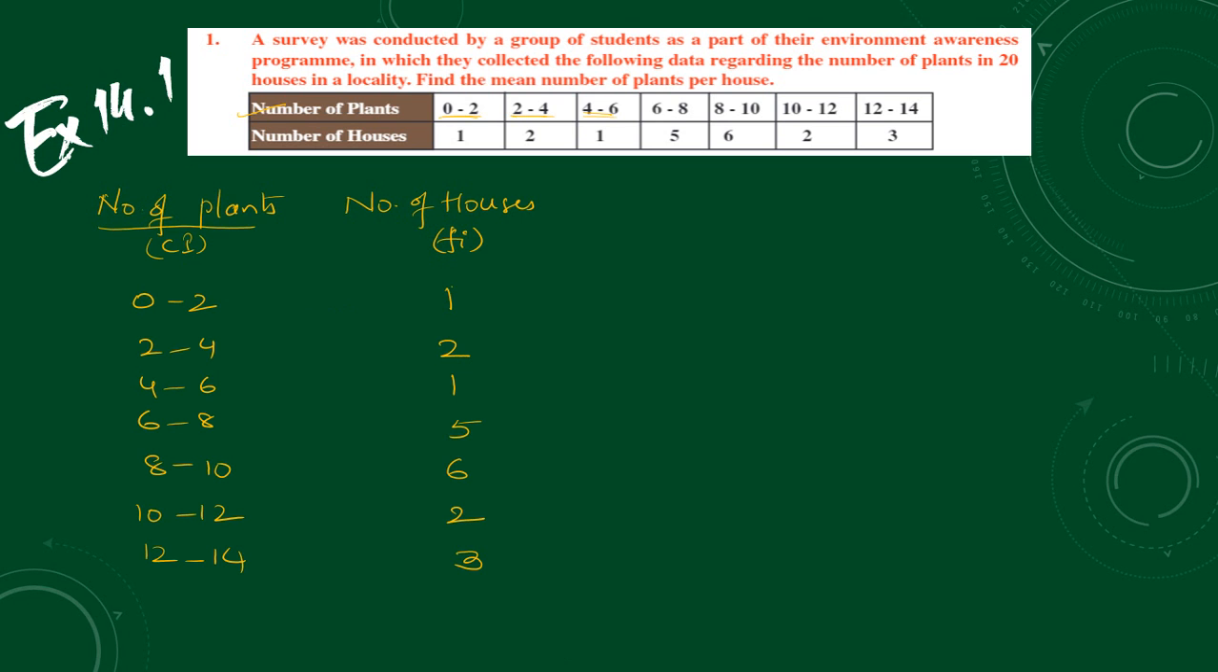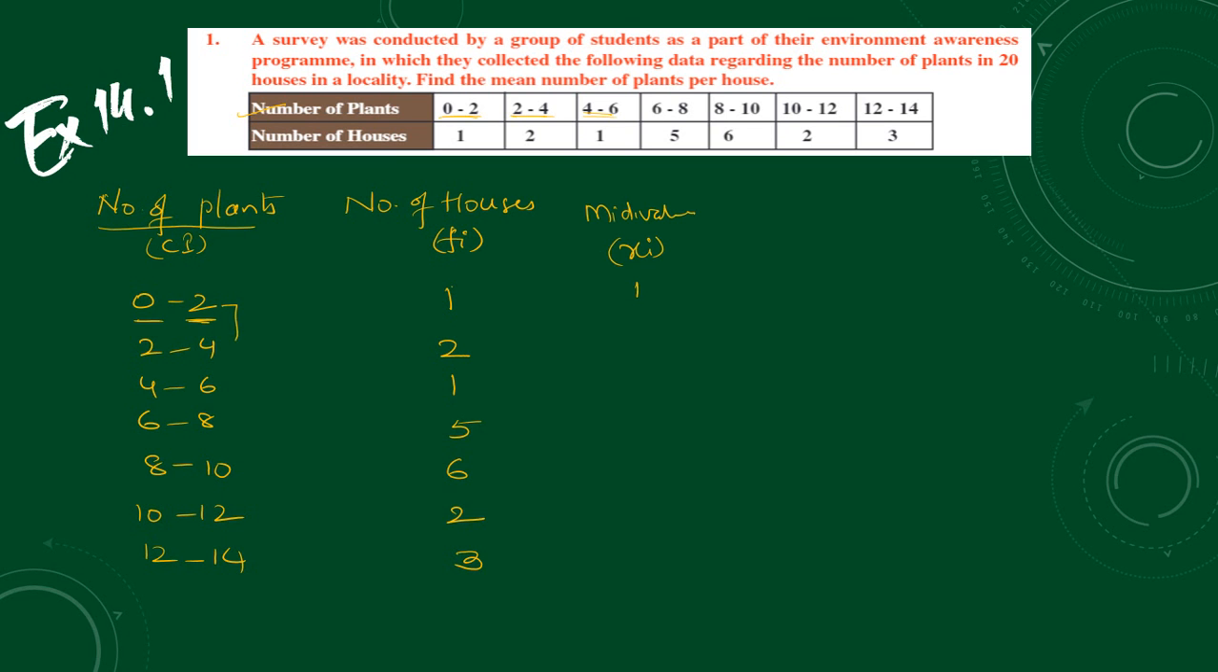To find the mean, we need the mid values. Mid values are the values of Xi. How to find the mid values? Just take the average of 0 and 2. What is the average of 0 and 2? 0 plus 2 by 2 is 1.